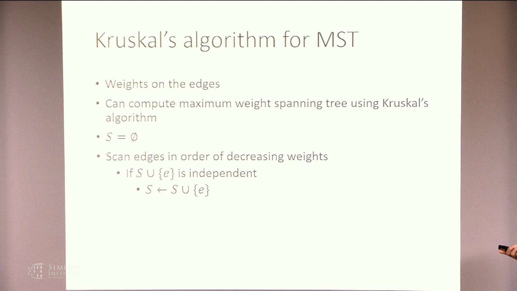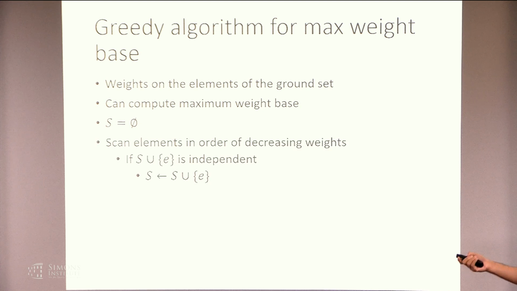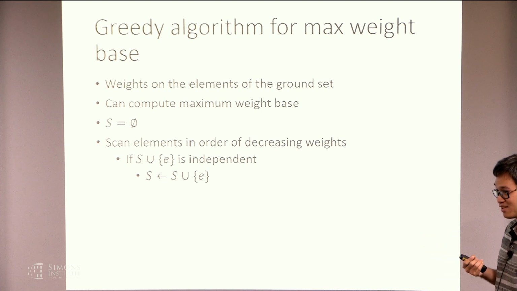Interestingly enough, you can generalize this to any matroid. In a matroid, we have weights on the elements. So for a linear matroid, I have weights on the vectors. Each vector might have some value to me, and I would like to compute the base of maximum total weight, maximum total value. I can do the same thing: initialize to an empty set of vectors, and then scan them in order of decreasing weight. If I can add an element while maintaining independence, then I'll do that. And at the end, I'll obtain the maximum weight base. So this is the simple greedy algorithm, and it can compute the maximum weight base of a matroid.